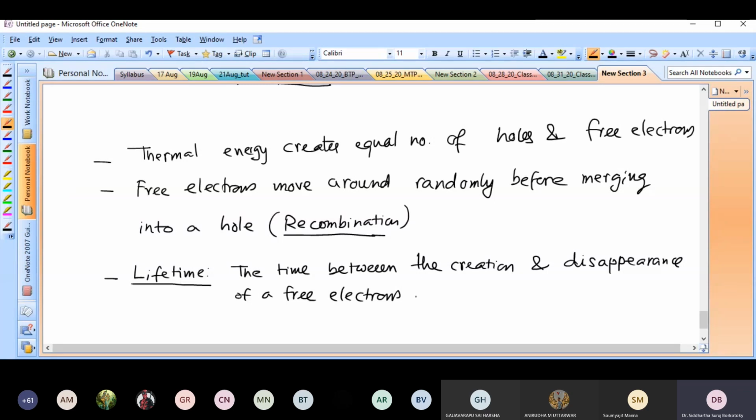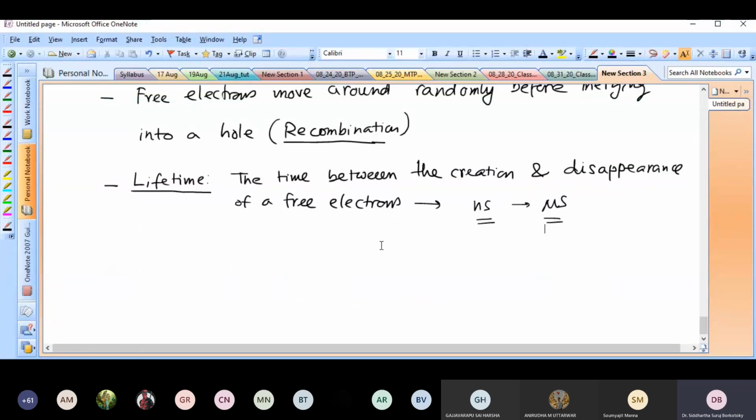So basically this lifetime can be of the order of nanoseconds to microseconds. How long can a free electron exist before it merges with some other hole? That is defined as the lifetime, and it can range between nanoseconds to microseconds. That is the typical range of a free electron lifetime.